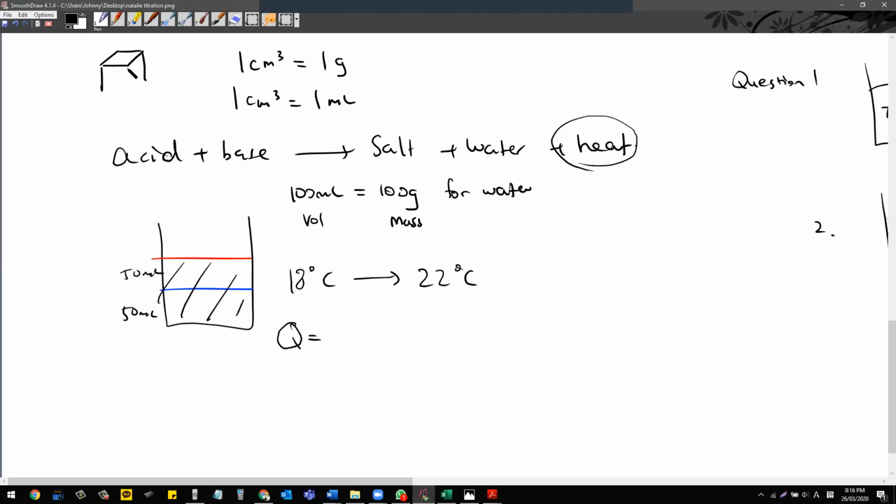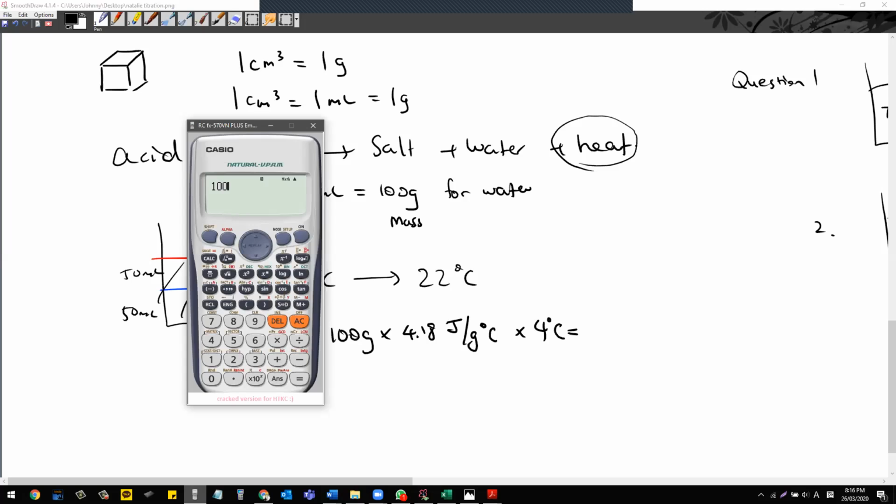So inside this 1 centimeter by 1 centimeter by 1 centimeter cube, that's 1 mL. If you trap water in that volume, it'll weigh 1 gram. Make sense? So if you have 100 gram, you multiply by 4.18 joules per gram Celsius, and then multiply by 4 degrees Celsius. Then you get 100 times 4.18 times 4.